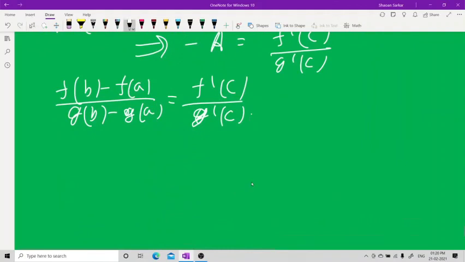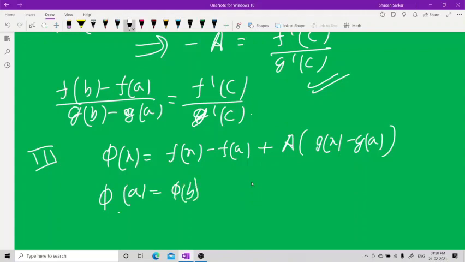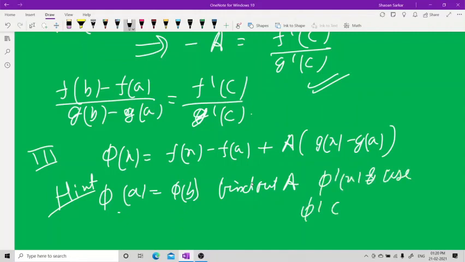You can also do it in the third method, that is, you take phi of x is equal to fx minus fa plus a gx minus ga. Now do this in the same manner. Make phi a equal to phi b, after that find out a. This is the hint: find out a and then find phi dash x and use phi dash c, the last part of Rolle's theorem. You will get the same answer.